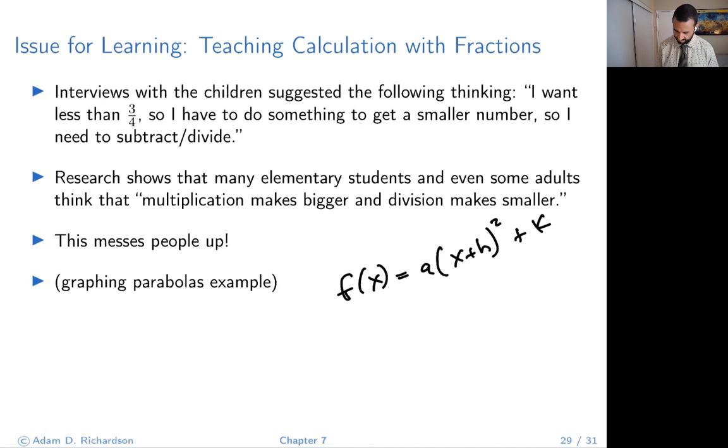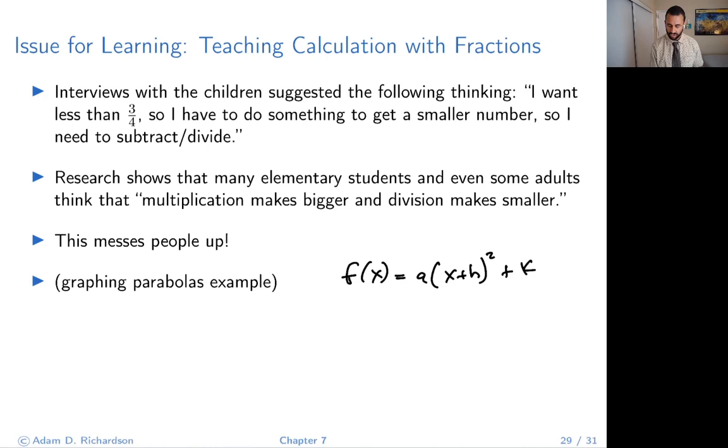There we go. So this is the thing. He was talking about what this number does. You might remember that the h here gives you the x coordinate of the vertex. The k here gives you the y coordinate. Wait, is it x minus h? I think it's x minus h. My bad. There we go.